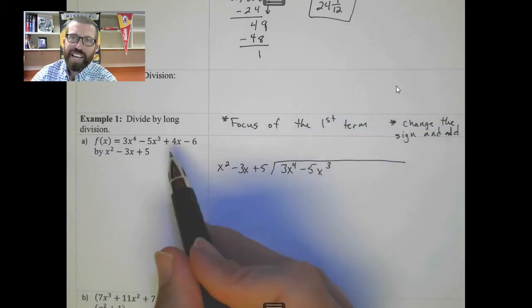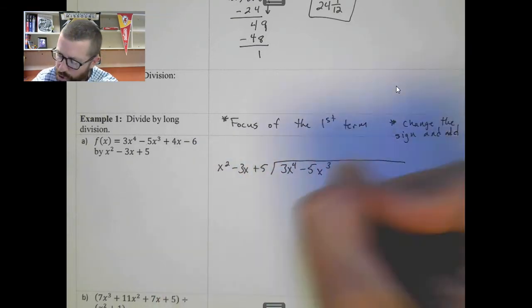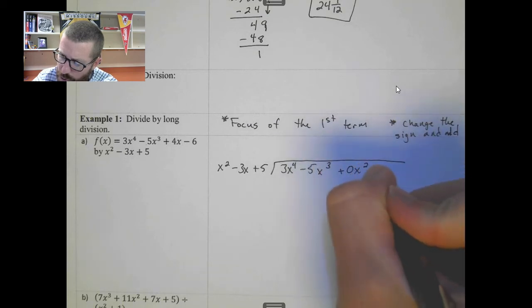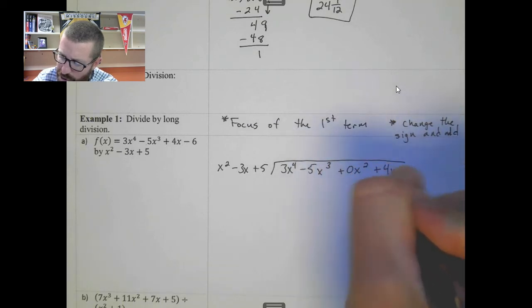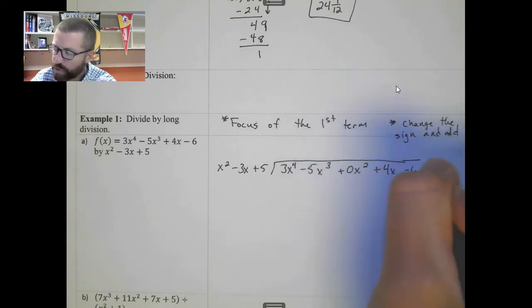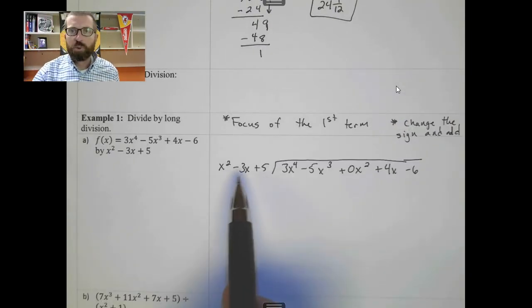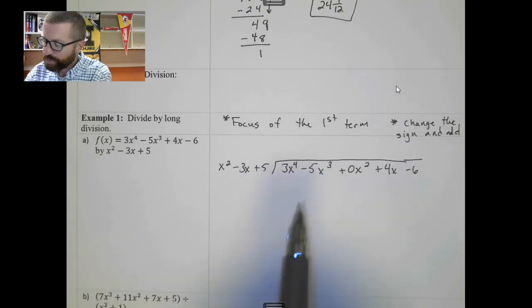And then I don't have an x squared, so I'm going to put in a placeholder. It's not required, but in order to keep your work straight, you really kind of need it. And the same goes for out here. If I didn't have an exponent, I would put in a placeholder of 0.